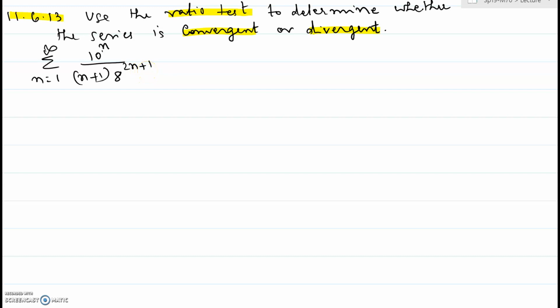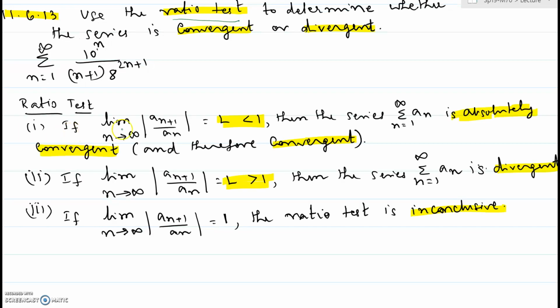The problem says we need to do this one by the ratio test. So what is the ratio test? If the limit as n approaches infinity of the absolute value of a sub n plus 1 over a sub n equals L, and if L is less than 1, this absolute value of a sub n plus 1 over a sub n means the ratio of the n plus first term over the nth term, then the series sigma a sub n is absolutely convergent. But absolute convergence means convergence, and therefore it is convergent.